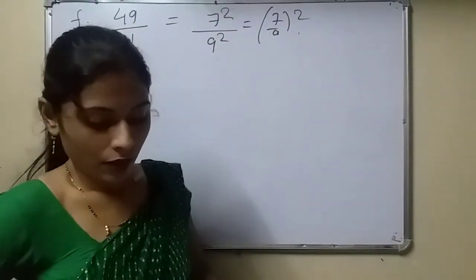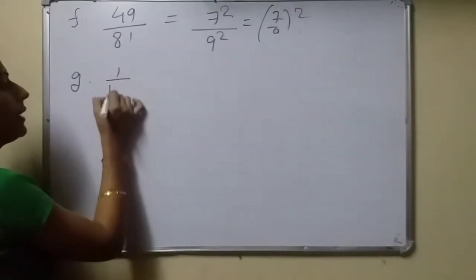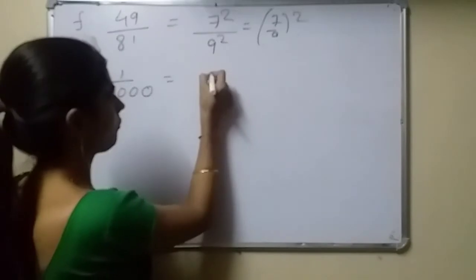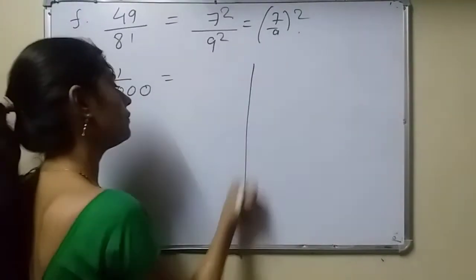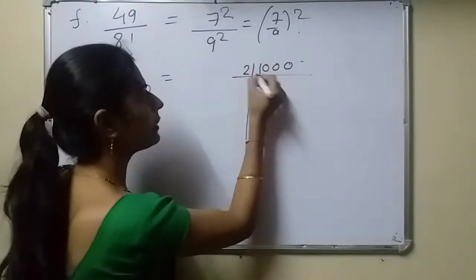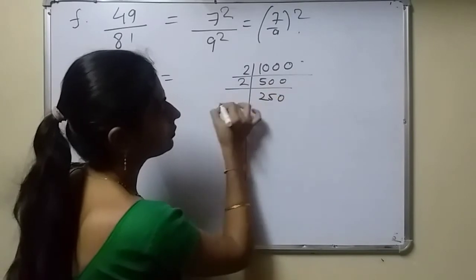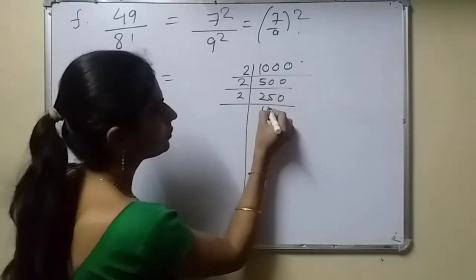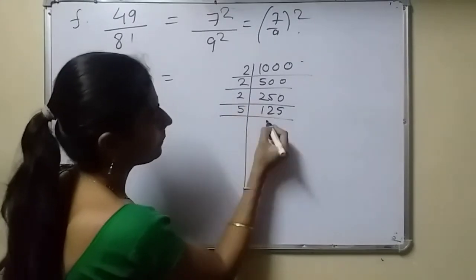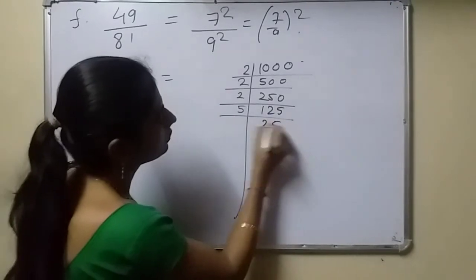Now see, G, 1 by 1000. Now for taking the LCM of 1000, divide by 2 directly. 2 5s are 10, 0 0, 25, 5, 5.